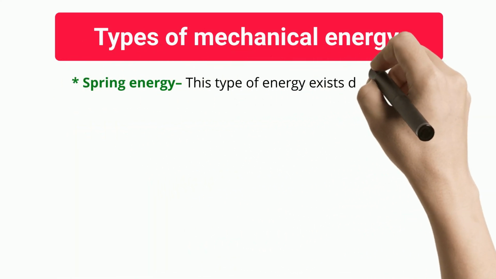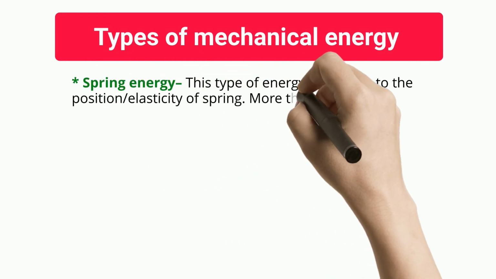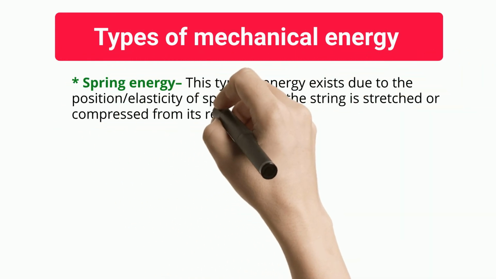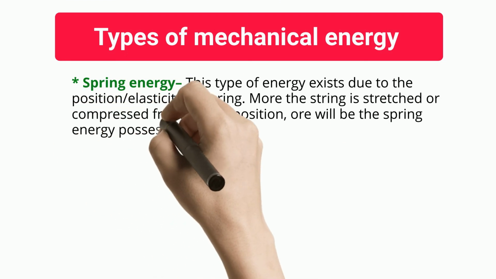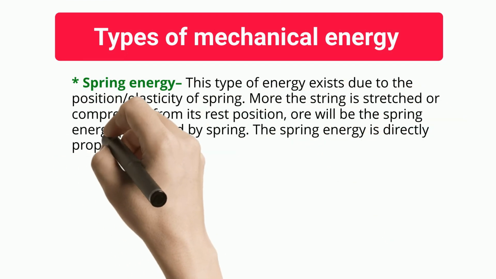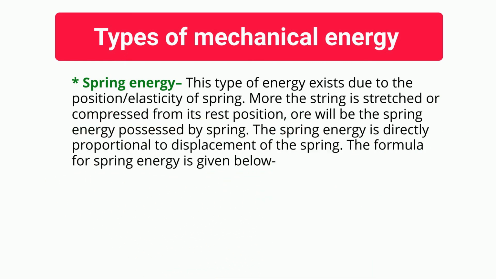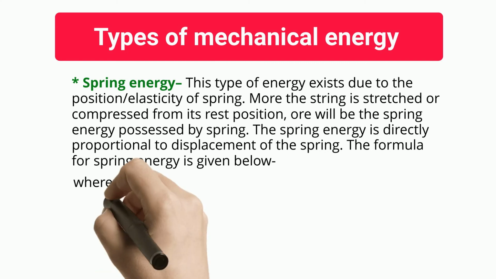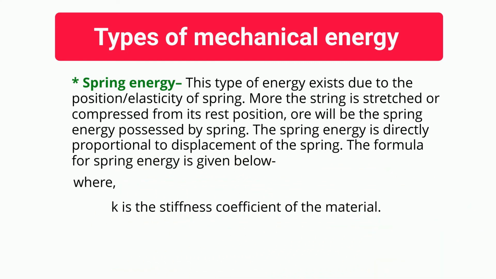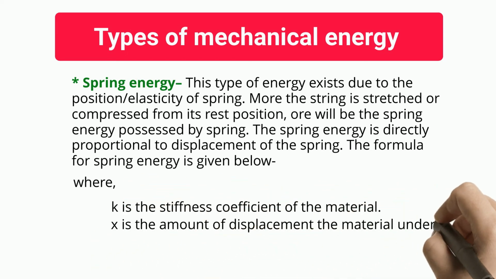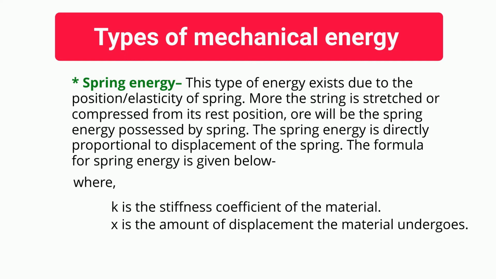Spring energy: this type of energy exists due to the position or elasticity of a spring. The more the spring is stretched or compressed from its rest position, the more spring energy it possesses. The spring energy is directly proportional to the displacement of the spring. The formula for spring energy is given below, where K is the stiffness coefficient of the material and X is the amount of displacement the material undergoes.